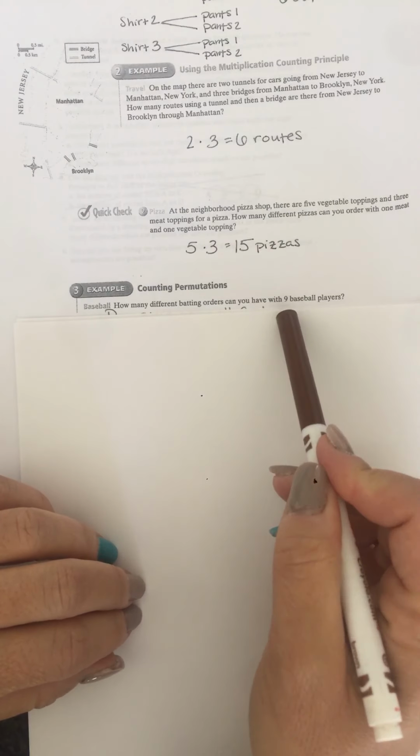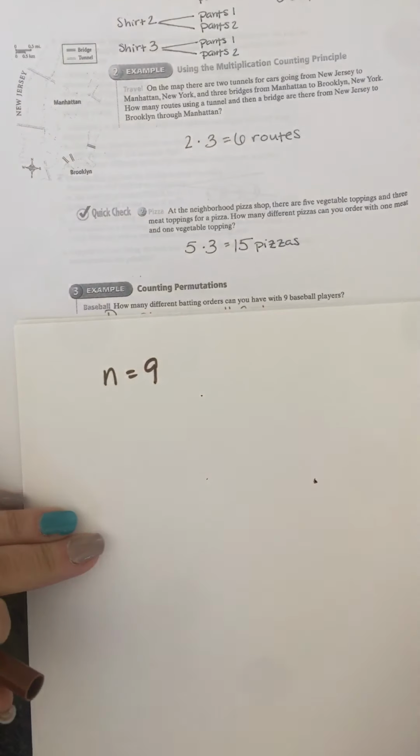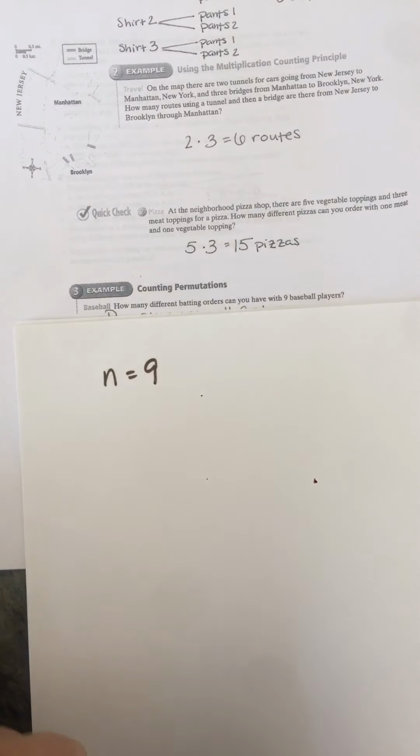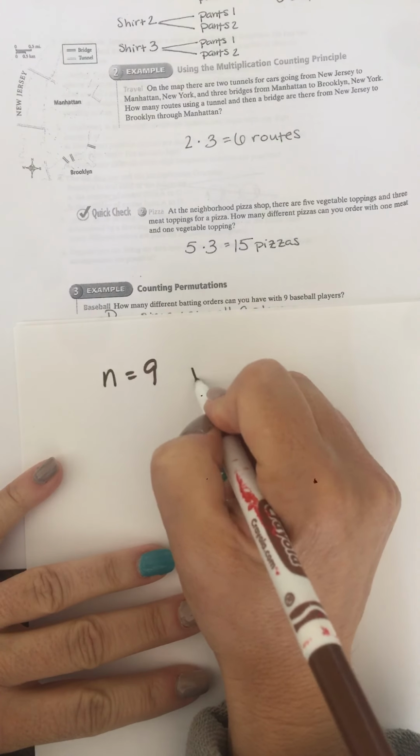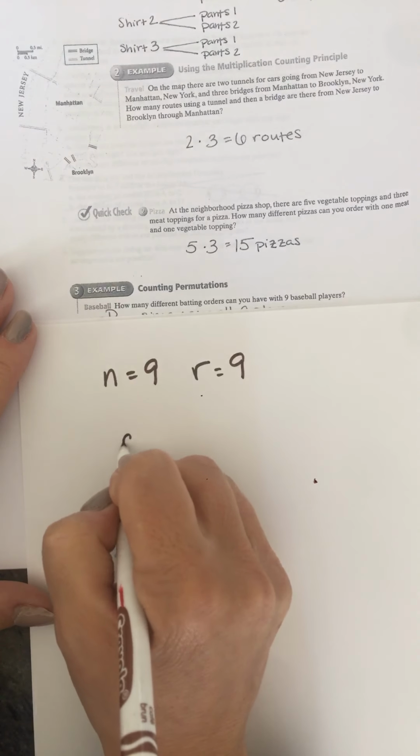Okay, so how many players do we have? We have 9. So that is our n. n equals 9 players. How many players are we putting in our batting order? Well, we have to put all of them in, right? So r equals 9. So if we're going to use that notation that we just looked at, it would be 9P9.